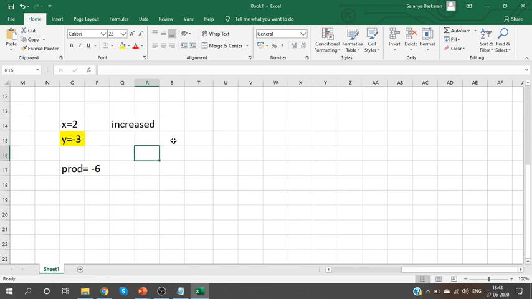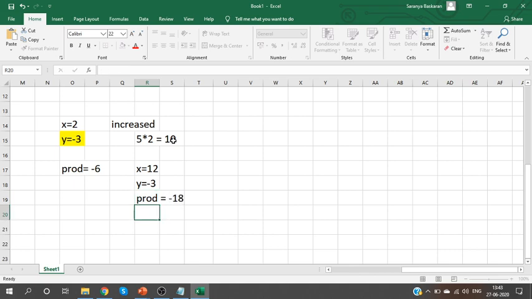So increase it by 5 into 2. Answer will be 10. So 2 plus 10 is 12. So x value is 12 now. After modifying, x is 12, y is minus 3. So product value becomes minus 18.